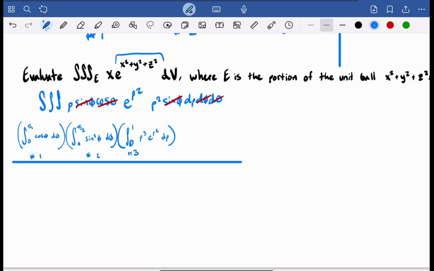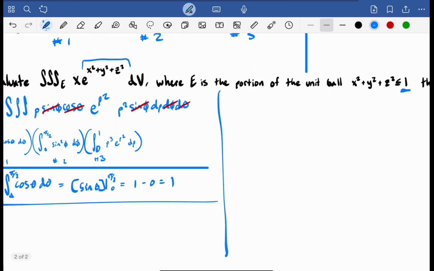Number 1, we have cosine theta d theta from pi over 2 to 0 here, which is simply just going to equal the antiderivative of cosine, which is sine of theta, and then from pi over 2 to 0 is going to equal sine of pi over 2 is going to be 1, and then minus sine of 0 is going to be 0, so it's going to equal 1. So we have that one taken care of. Now we'll go over here and do number 2.